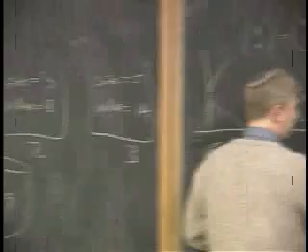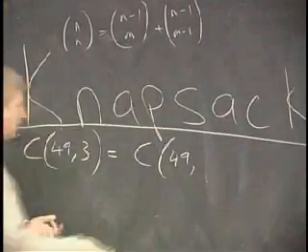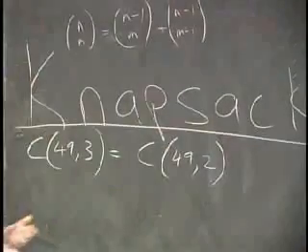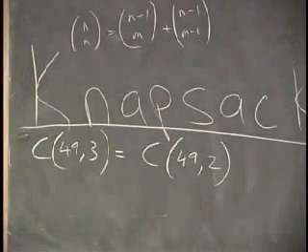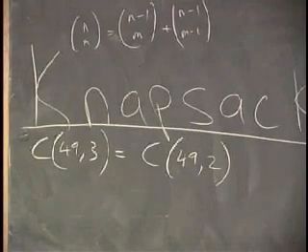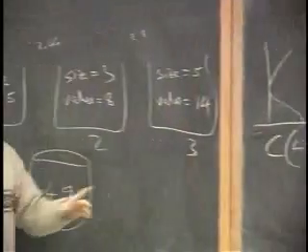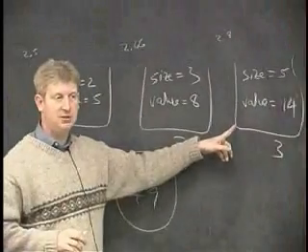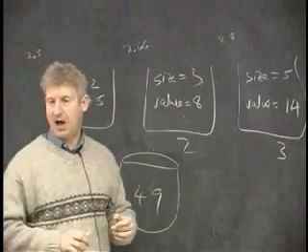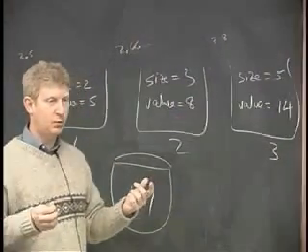C of 49. You still have a knapsack of 49 because you haven't put a thing in the knapsack. But now you're only choosing from the first 2 boxes. That's one possibility. The other possibility is that you pick something from this box. Imagine that we're picking one thing at a time. If you pick one thing from this box, what happens? The size of your knapsack goes down by 5, and your value goes up by 14.